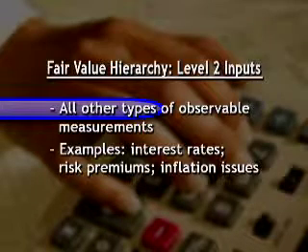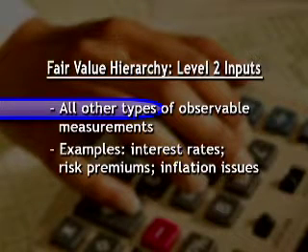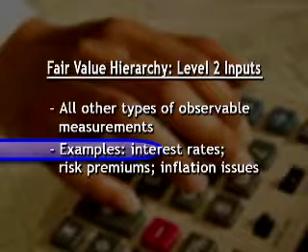Well, that makes sense. But what's the difference between level 1 and level 2 inputs? Level 2 inputs are observable for everything else. So where level 1 is identical, level 2 looks more at market factors, such as interest rates, risk premiums, and inflation issues, factors that can be looked at to develop a fair value, frequently based on some type of valuation model. You'll put inputs into the model and generate a solution. Those are all observable, so they fall within the category of level 2 inputs.